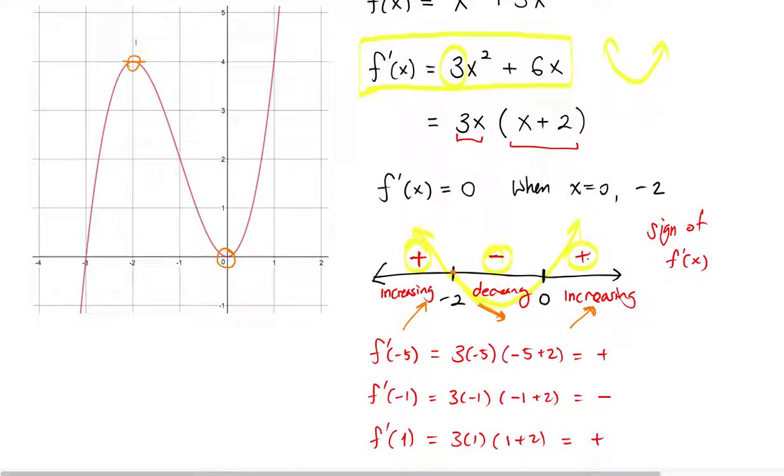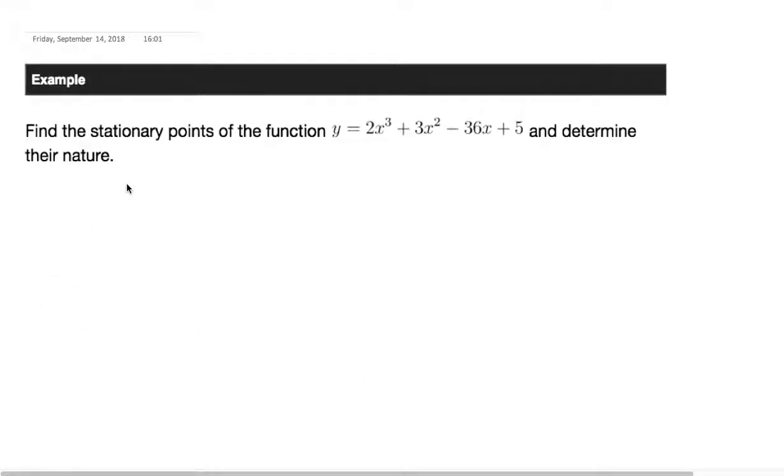Okay, let's do another example. This is what you saw in class today, but we'll just do the same one again. All right, so it says find the stationary points of the function and determine their nature. So the very first thing you have to do is find the derivative. Y prime is equal to 6x squared plus 6x minus 36.